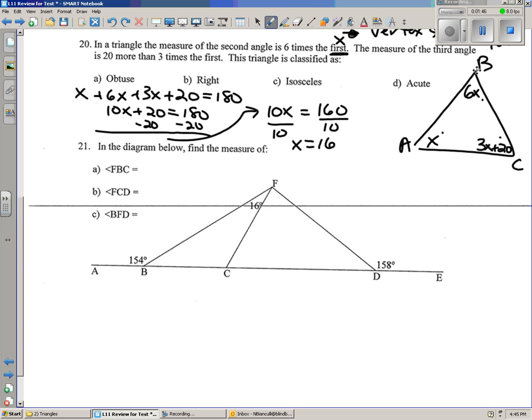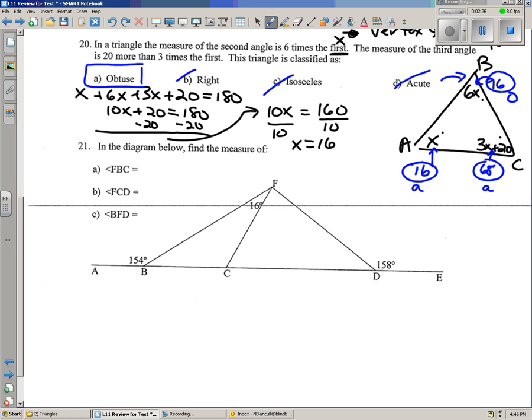So the first angle is x, so that's just 16. 6 times 16 is 96, so angle B is really 96. And 3 times 16 plus 20 is 68. So here are the 3 angles of the triangle. As you notice, 16 is acute, 68 is acute, and 96 is obtuse. So that makes this an obtuse triangle. Just to understand the rest of the choices, it's not a right triangle because there's no right angle. It's not isosceles because none of the angles are equal. And it's not acute because of the obtuse angle.